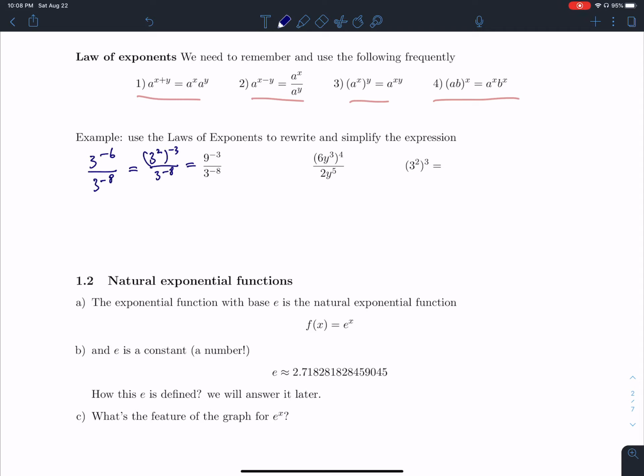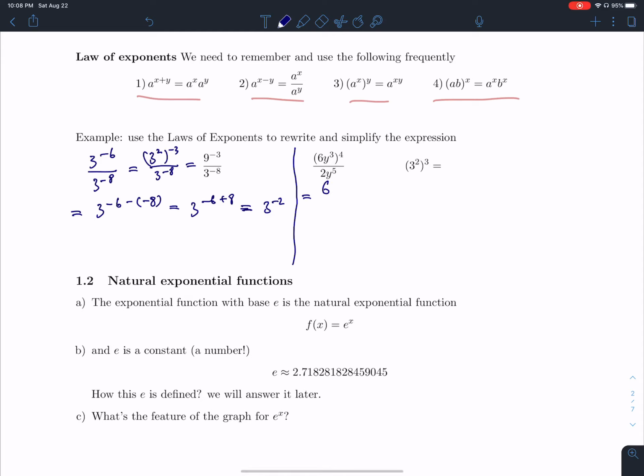And now we can use the second law. Is that right? Yeah, but we have to use the second law from the right hand side to the left hand side. All right, so this is 3 to the power negative 6 minus what? Minus negative 8. Okay, so this is 3 to the power negative 6 plus 8, so it is 3 to the power 2. Okay, so that's easy. And how about the second one? The second one, we have to first use law number 4.